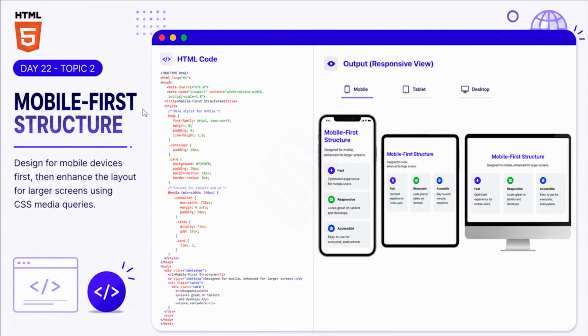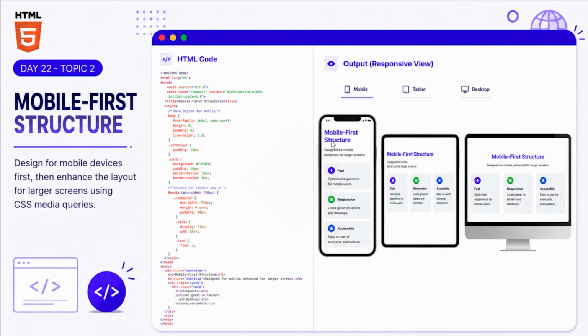Now let's learn about mobile first structure. What is mobile first design? Mobile first design means we first design and build the website for small mobile screens. Then use CSS media queries to enhance the layout for tablets and desktop computers. This approach ensures the website performs well on mobile devices first, where most users browse the internet today.